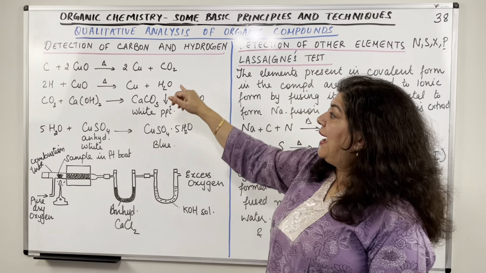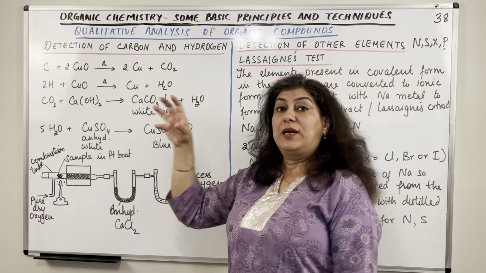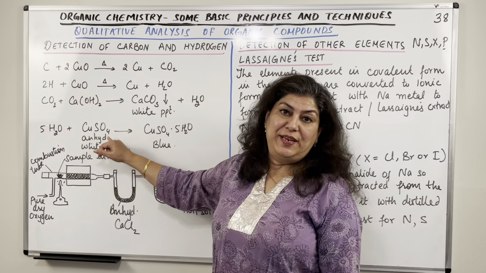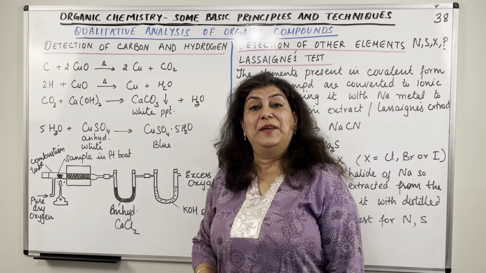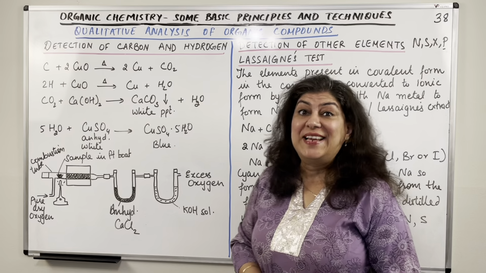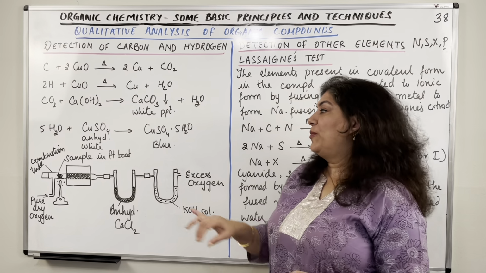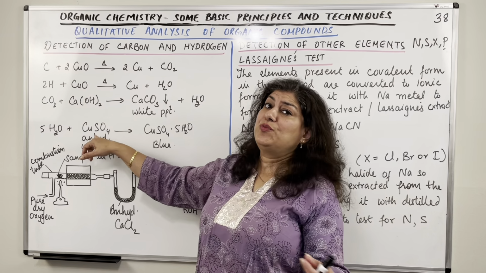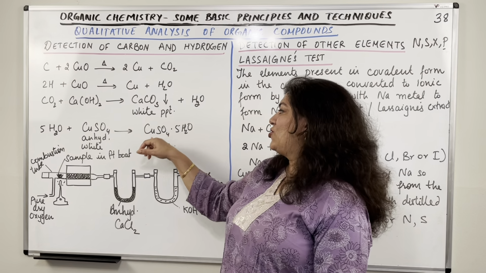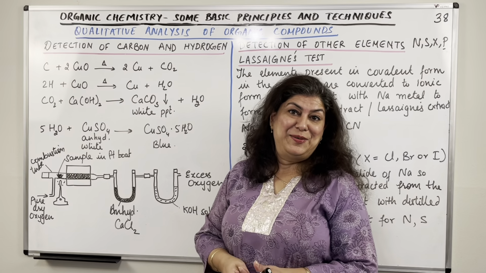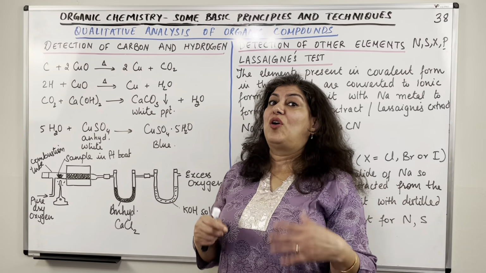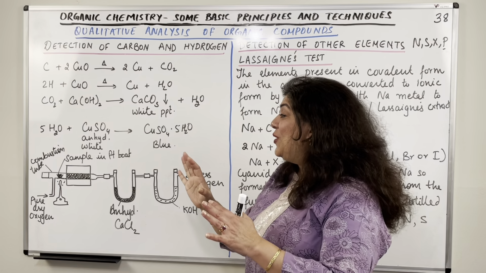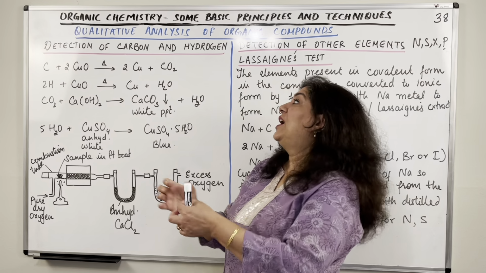And water is produced. The water that was produced here is also collected separately, and it is added to anhydrous copper sulfate. Anhydrous copper sulfate is white in color, but if you add water to it, it becomes hydrated. In the hydrated form of copper sulfate, there are 5 molecules of water of crystallization. So copper sulfate anhydrous, which was white in color, when it becomes hydrated crystals, that is CuSO4·5H2O, it turns blue in color. So the color turns blue, which proves the presence of water. And the presence of water proves the presence of hydrogen, right? So this is how we find out that carbon and hydrogen are present in the compound.